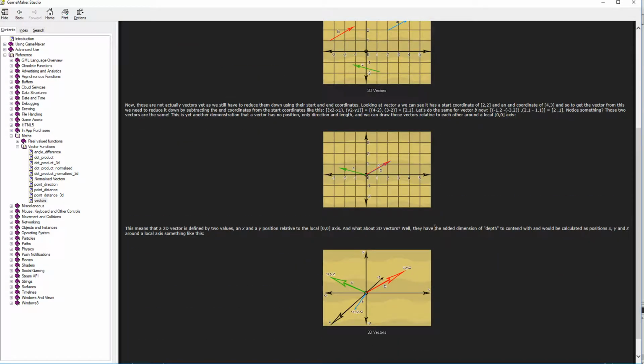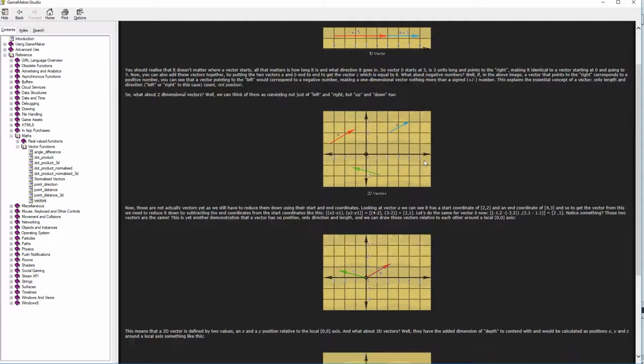Looking at a vector, we can see it has a start coordinate of 2, 2 and an end coordinate of 4, 3. Looking at vector A, we can see this: a start of 2, 2 and an end coordinate of 4, 3. To get the vector from this, we need to reduce it down by subtracting the start coordinates from the end coordinates like this: x2 minus x1, y2 minus y1, so 4 minus 2, 3 minus 2 equals 2, 1.